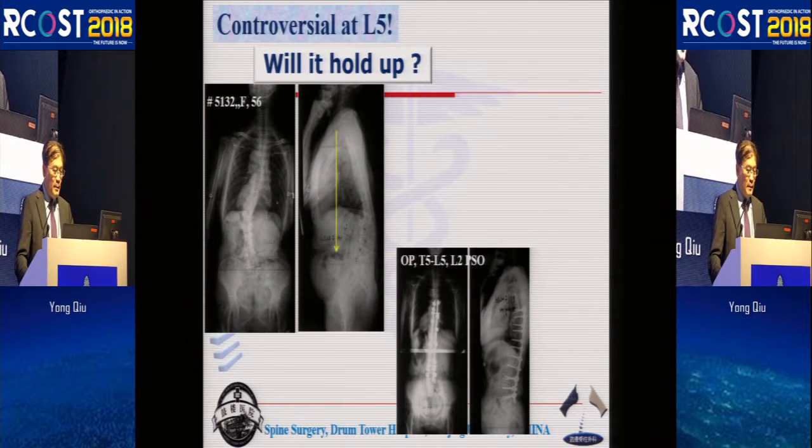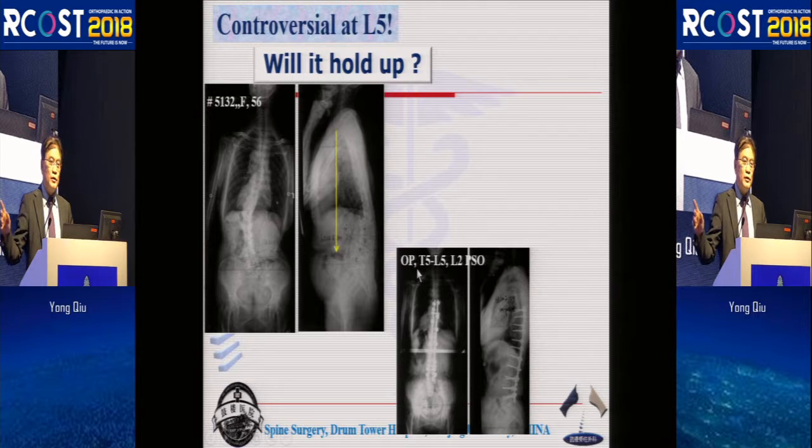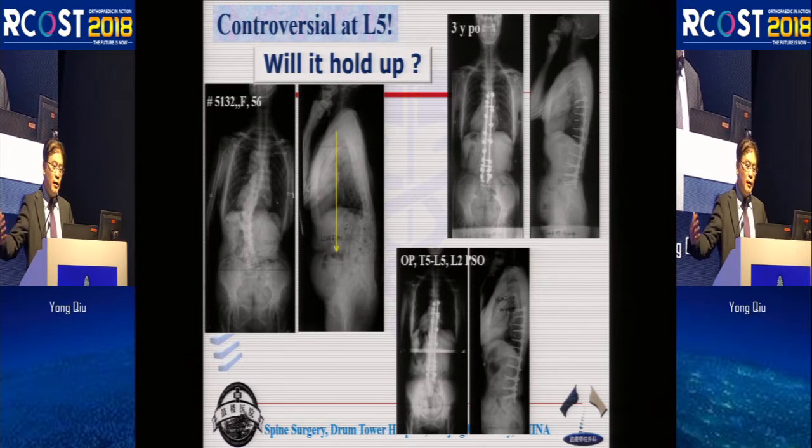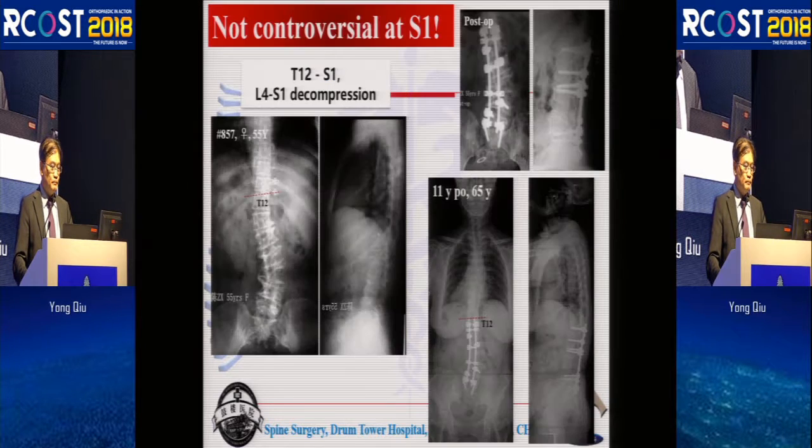But for this patient, a 56-year-old woman, kyphotic degenerative scoliosis, we did an L2 PSO and instrumented from T5. We stopped at L5. So the question is, this long instrumentation stopped at L5, will it hold up? With 3 years of follow-up, okay, it holds, but I don't know whether in the long term it will hold up or not.